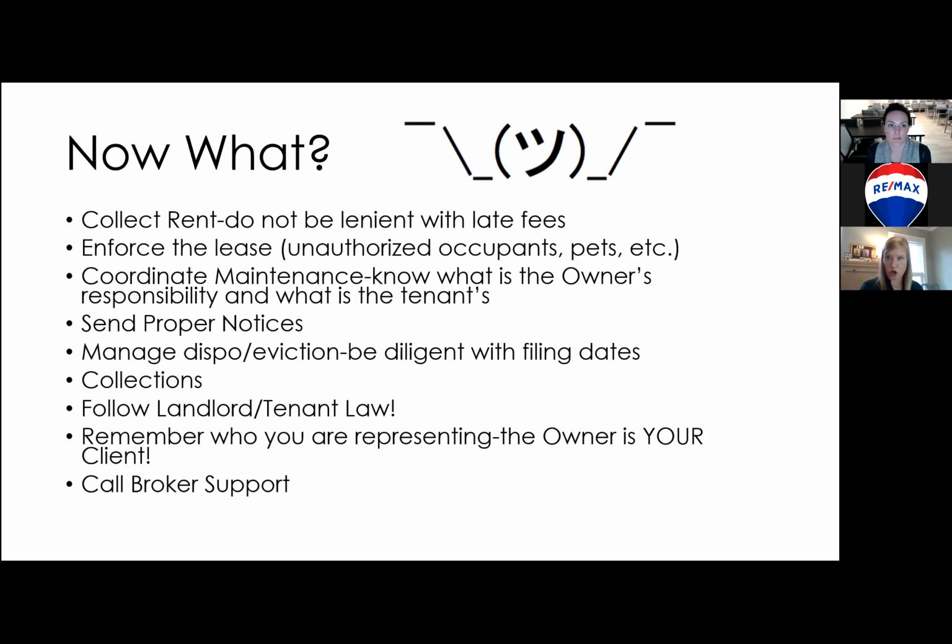Are you going to push that on your owner? But that's part of the management process. You want to make sure, most important, to follow landlord-tenant law.